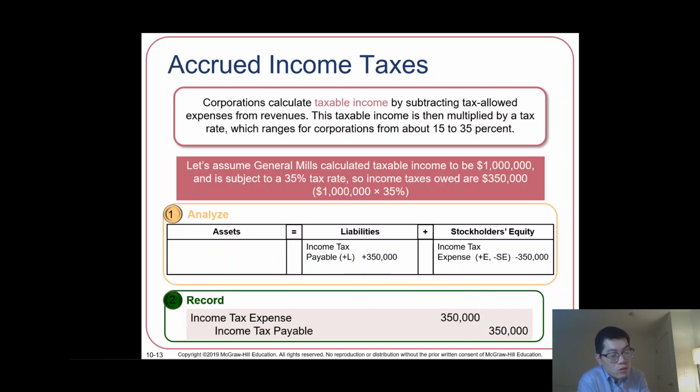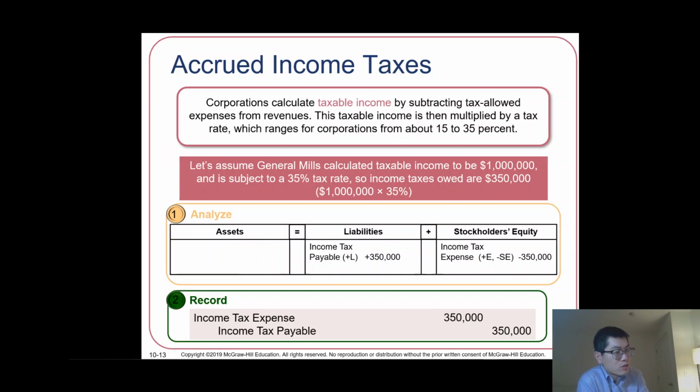Remember, all these are accrued because these transactions happen before we make the cash transactions. All right, so we debit income tax expense and credit income tax payable. Why payable? Again, we're going to pay that later, during the tax season.